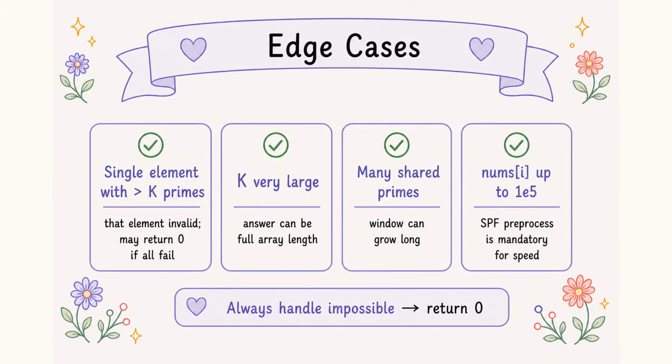Edge cases for beginners. If a single number alone has more than k distinct primes, that element can never be included. If every element fails, return 0. If k is very large, the answer can be the full array length. If many numbers share primes, the window can grow very long. And because values reach 100,000, the SPF preprocess is important for speed.